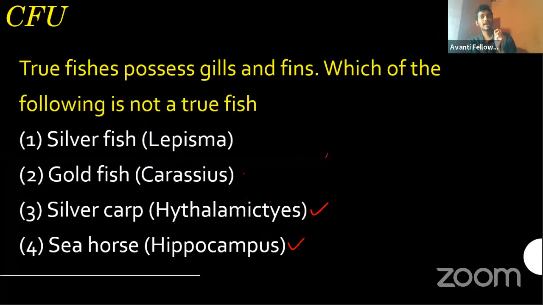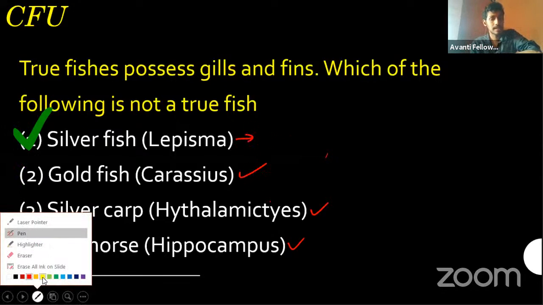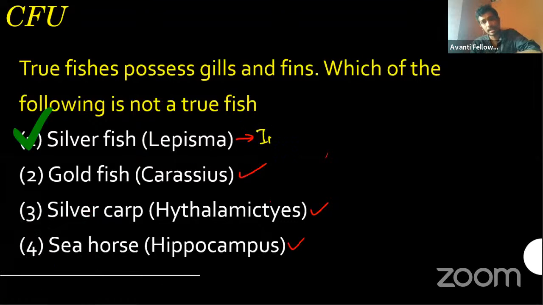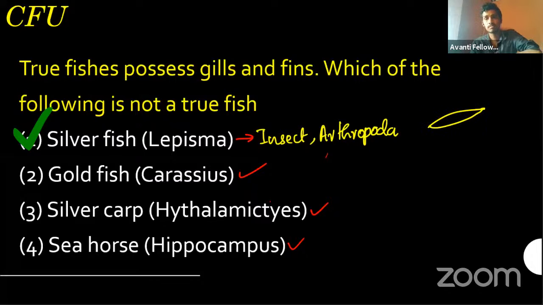Even people who never eat fish will know about the goldfish. Okay, so it looks good, and that's why people choose the goldfish. It's also a fish. The correct answer is silverfish, because silverfish is not a fish. Rather, it's actually an insect, belonging to the arthropods. I already showed the picture and we already discussed this. If you don't remember, you can draw something like this also.